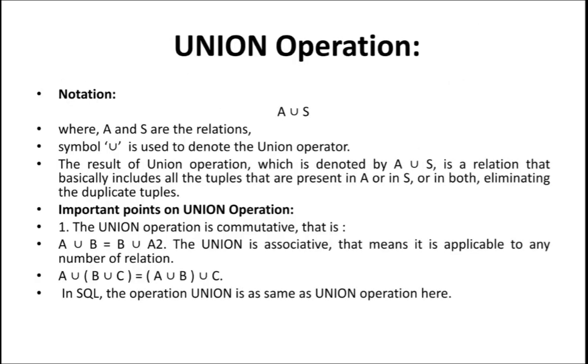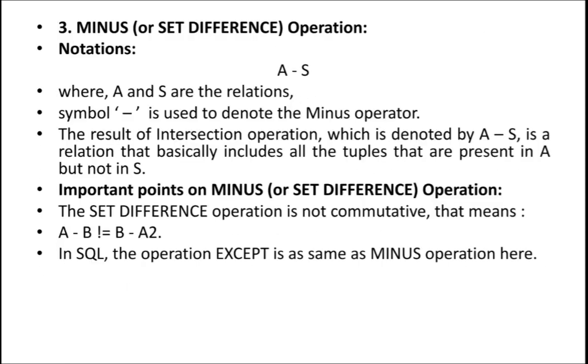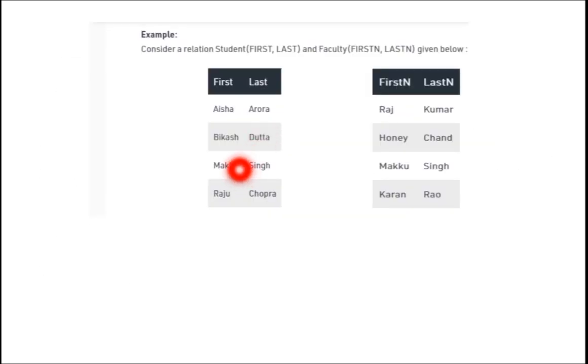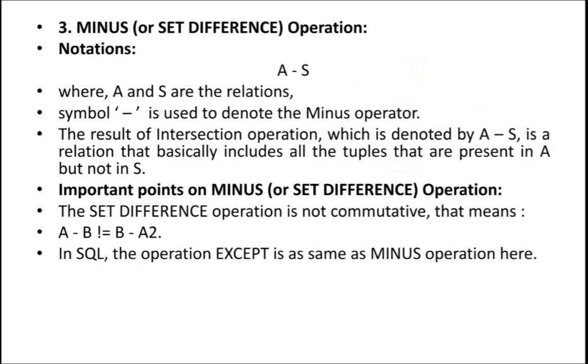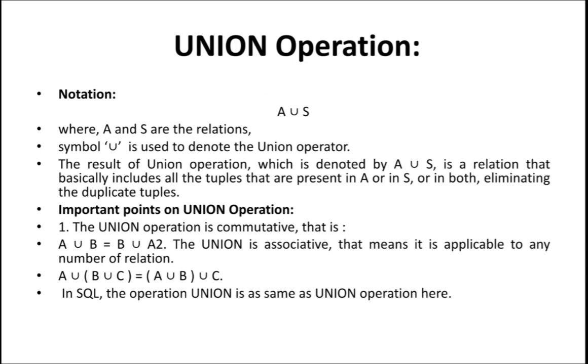Now I will start with the union operation. The notation of the union operation is A union S, where A and S are relations, that means two tables, you know that. Consider this as A, consider this as S. These are two tables or two relations. The symbol ∪ is used to denote the union operator.